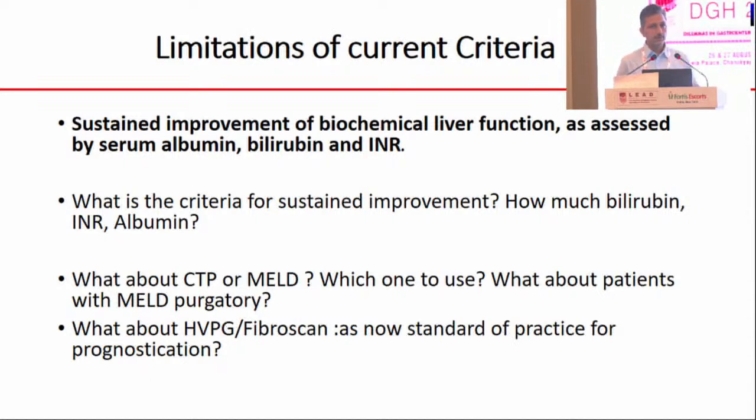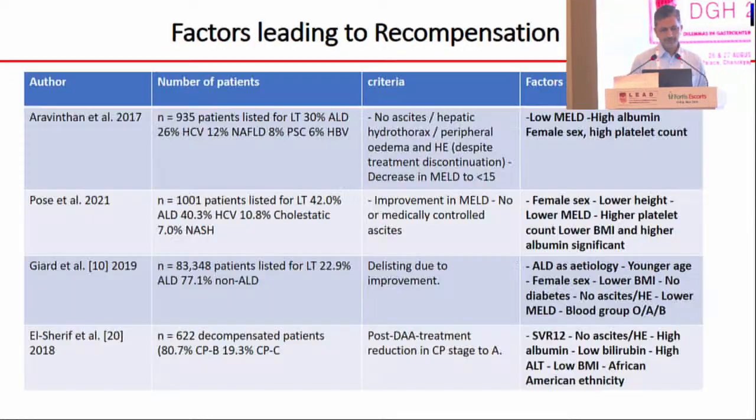This had not been given in the Baveno 7 criteria. And what about the CTP or MELD? What CTP score is considered as recompensation? What MELD score should be considered recompensation? So this has not been given. So this recompensation definition itself has got its loopholes.